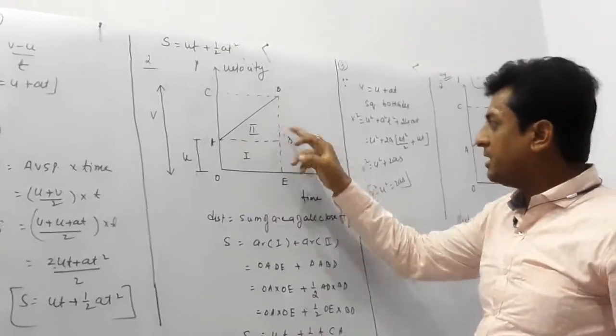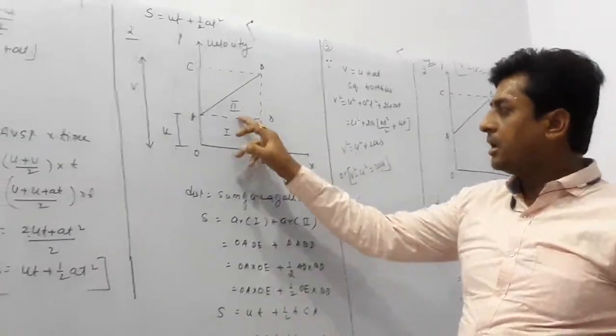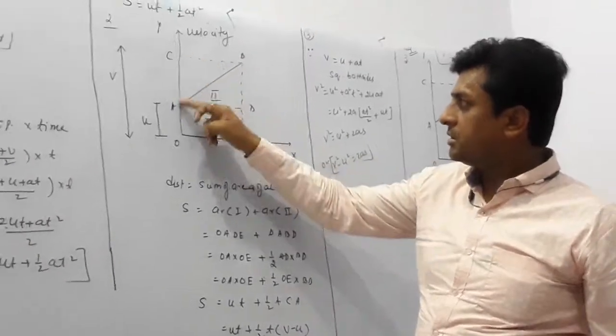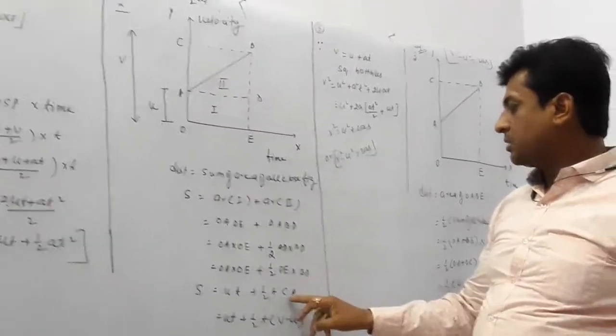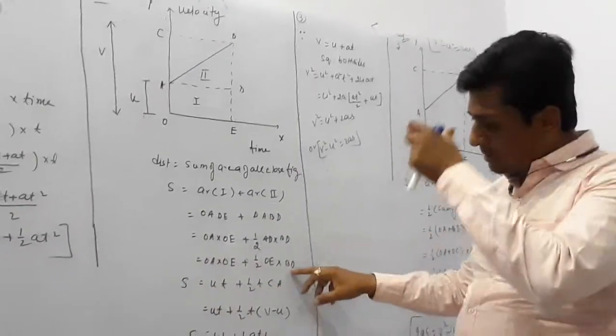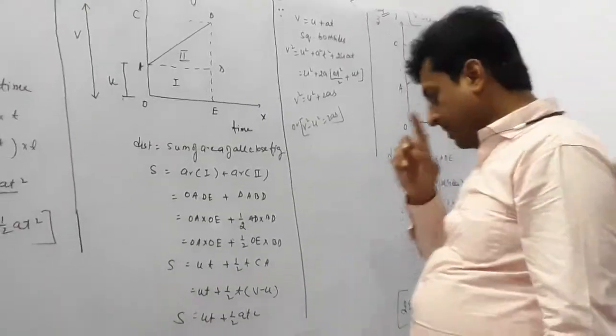Base is AD, height is BD. Now AD can be written as OE because both are parallel and equal. Look here, and BD is equal to CA. Now put the values of all the given parameters, and you will get the answer s equals ut plus half at square.